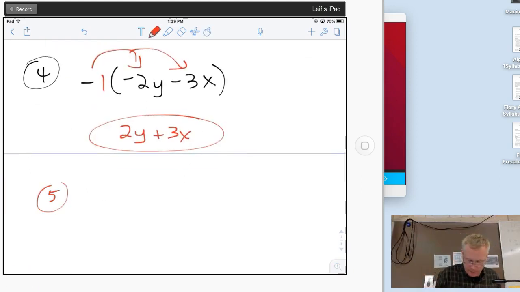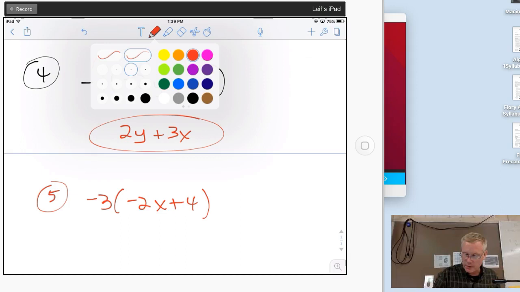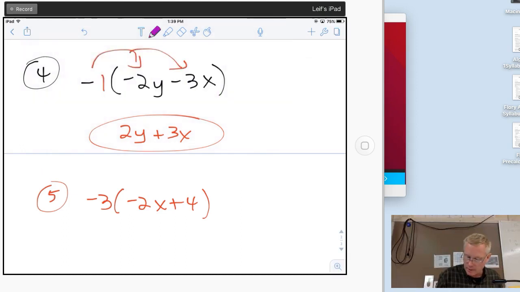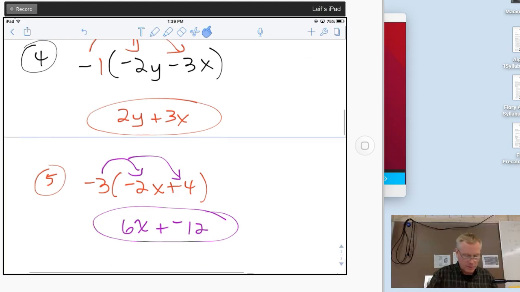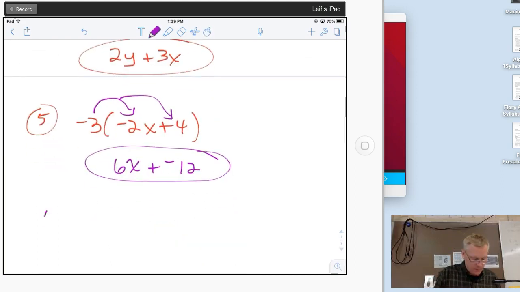Number 5, I got negative 3 times negative 2x plus 4. So this one I'm going to do distributive property. I'm going to multiply the negative 3 times both things inside. Negative 3 times negative 2x is positive 6x. Negative 3 times positive 4 is negative 12. And that's the answer. Don't go any further. Number 6.